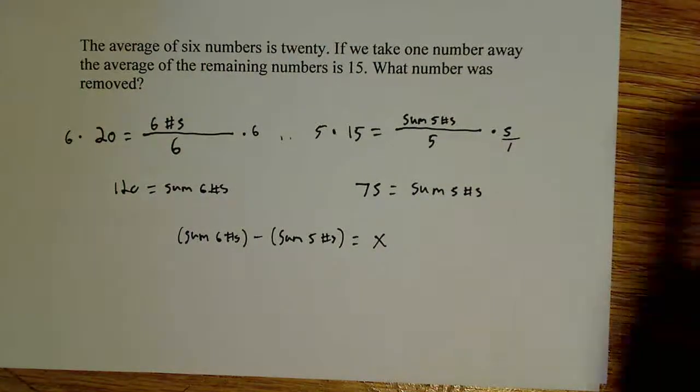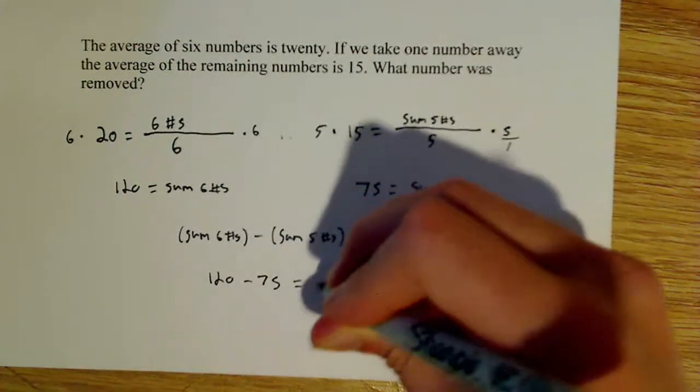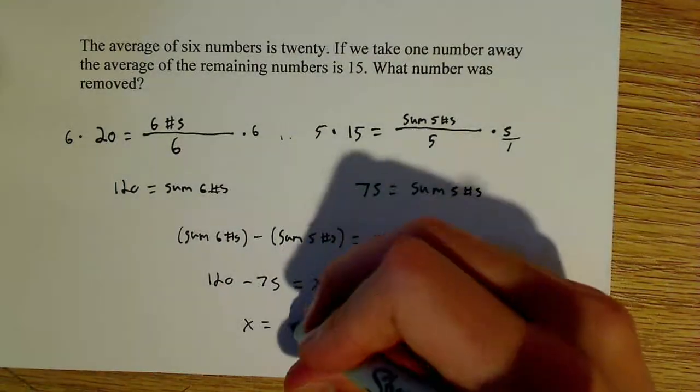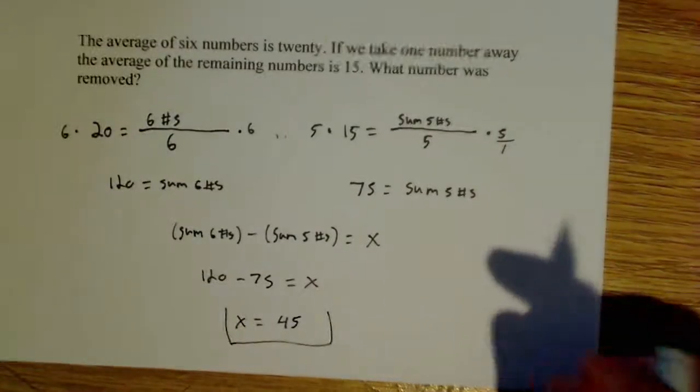So now I'm just going to plug those numbers in. It's as simple as that. So 120 minus 75 is equal to x. So x is equal to 45. Okay, and the problem is solved.